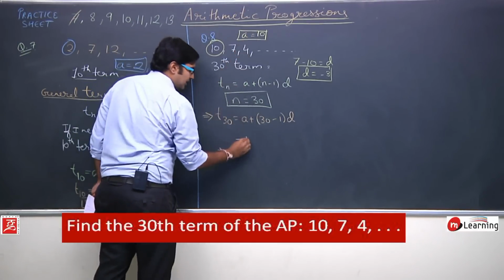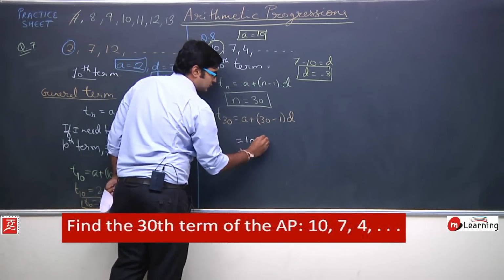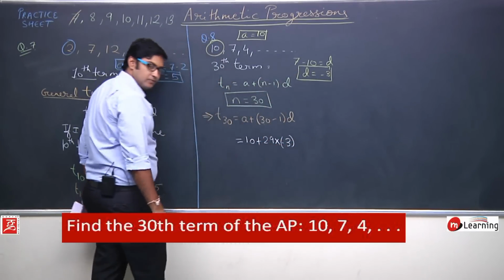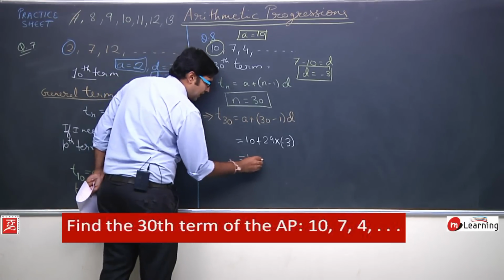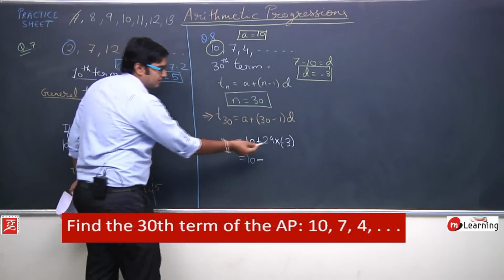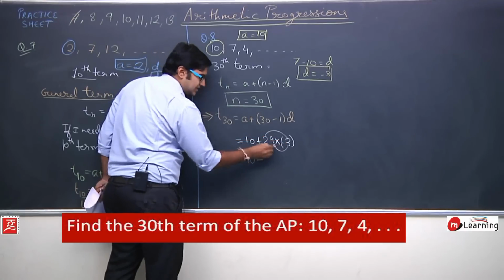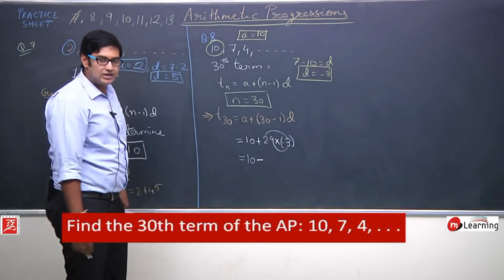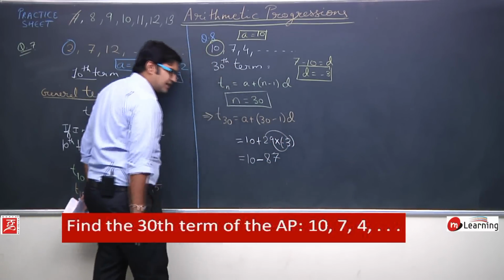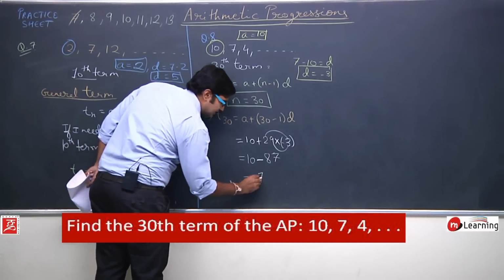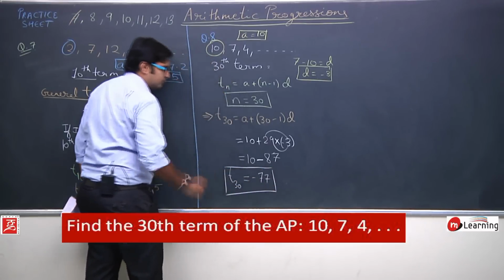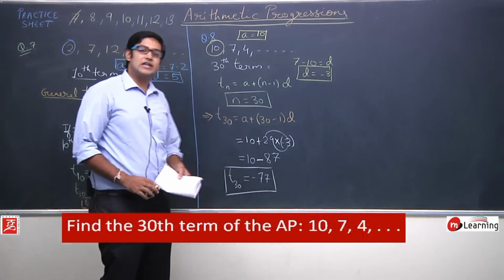So in place of a we can write 10 plus 30 minus 1 is 29 into, in place of d, you will write minus 3. So it will be 10 minus 29 into 3. 3 into 2 is 6, that is 60, and 3 nines are 27. So 60 plus 27 will give you 87. So this will be 10 minus 87. When you solve this, it will be minus 77. So this is the value of T30. The 30th term of this arithmetic progression is minus 77.